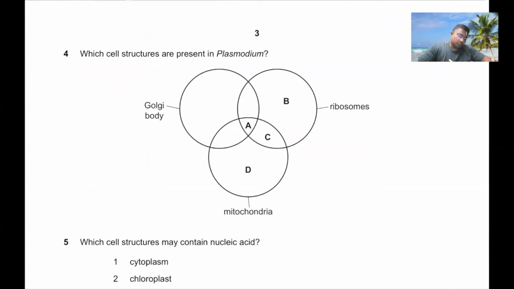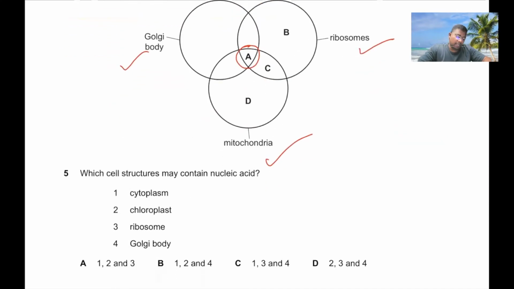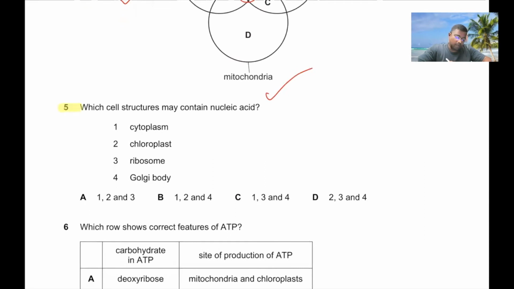Question number 4. Which cell structures are present in Plasmodium? Plasmodium is a eukaryote, so ribosome, Golgi body, mitochondria, all will be present. 4A. Question number 5. Which cell structures may contain nucleic acid? Cytoplasm will contain nucleic acid, chloroplast, ribosome, all of these will contain nucleic acid except Golgi body. So 1, 2, and 4. B is the correct answer. Sorry, 1, 2, and 3. So A is the correct answer.